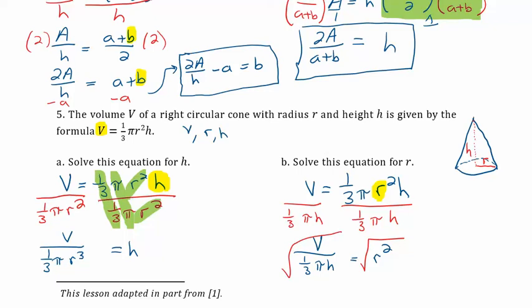and you might be thinking, oh my goodness, how do I deal with that thing on the left? That looks terrible. You just rewrite it. There's nothing really to simplify here. This is the formula. Square root of the quantity v over the quantity 1/3 pi h equals r. And that is it. And we are solved for r.